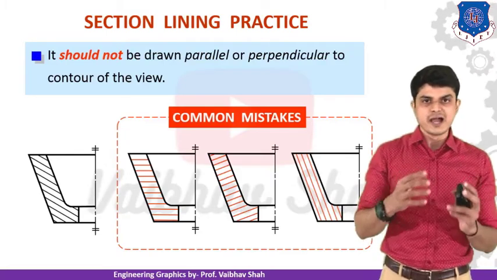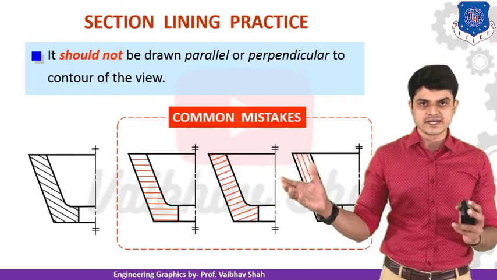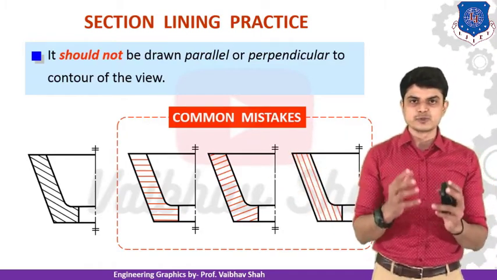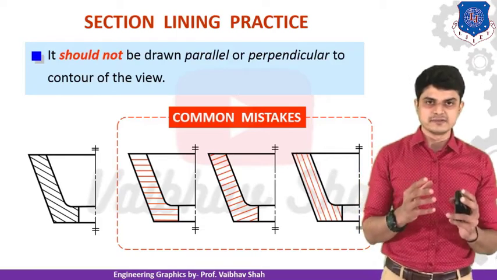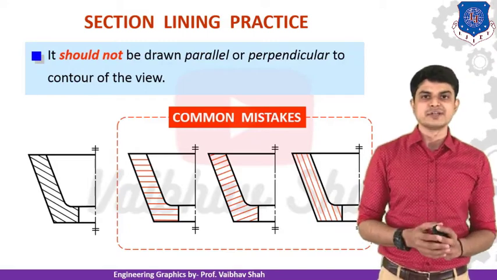You should choose any random angle which is very different from the contour of the object, or from the particular lines which are used to generate your object. So always keep in mind, you should be taking another, different angle to construct your section lines.